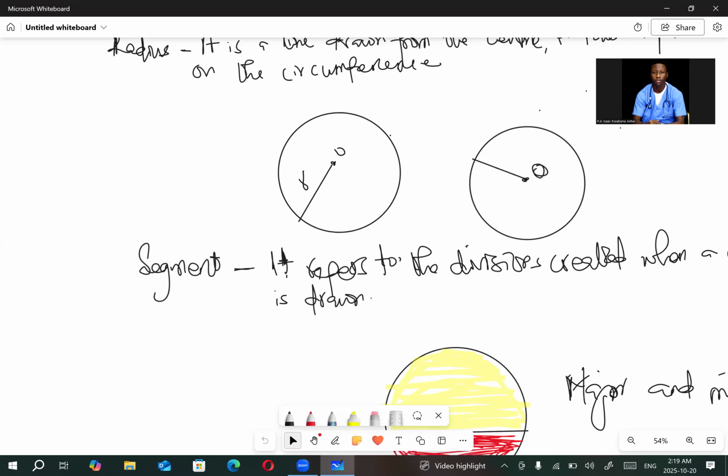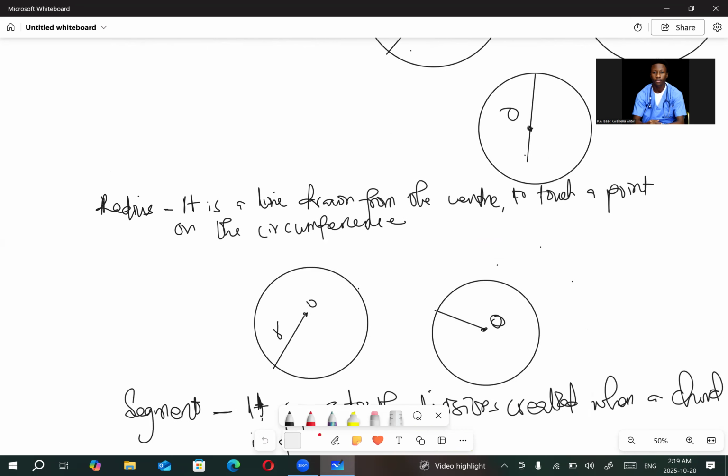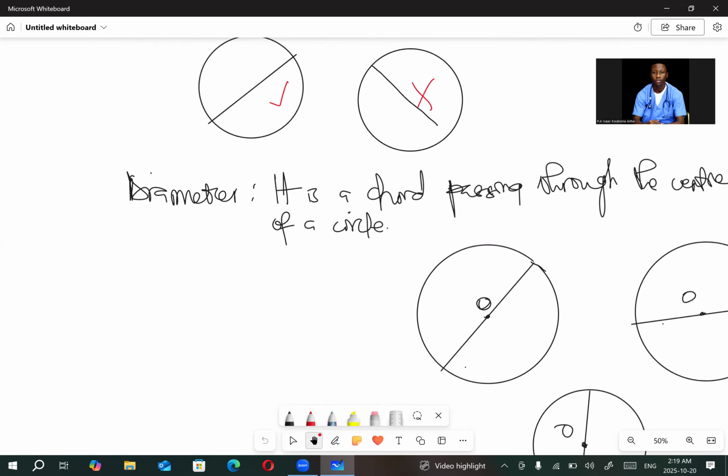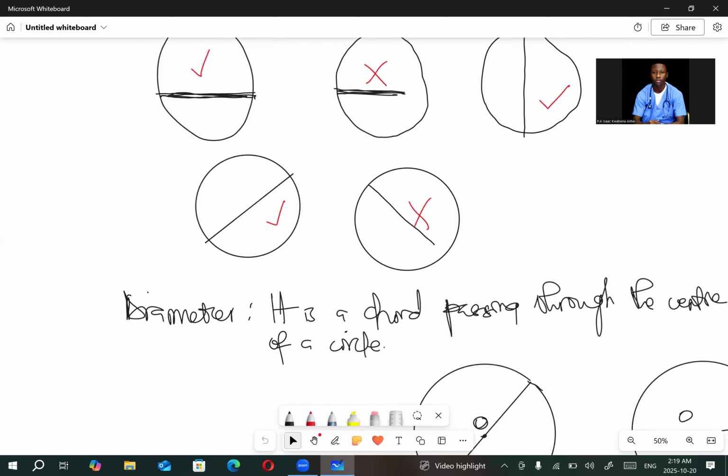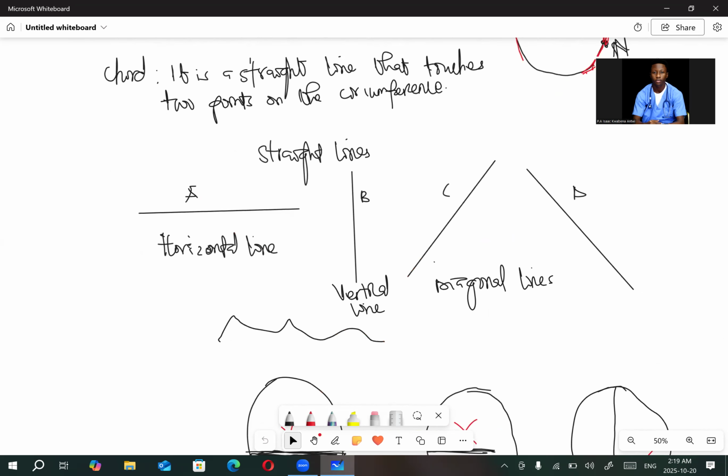Good day, everyone. This is lesson three for our series on plane geometry 2. In our previous sessions, we came to understand what a circle is, and we even studied some parts of the circle. For this lesson, we are delving into the properties or the theorems.